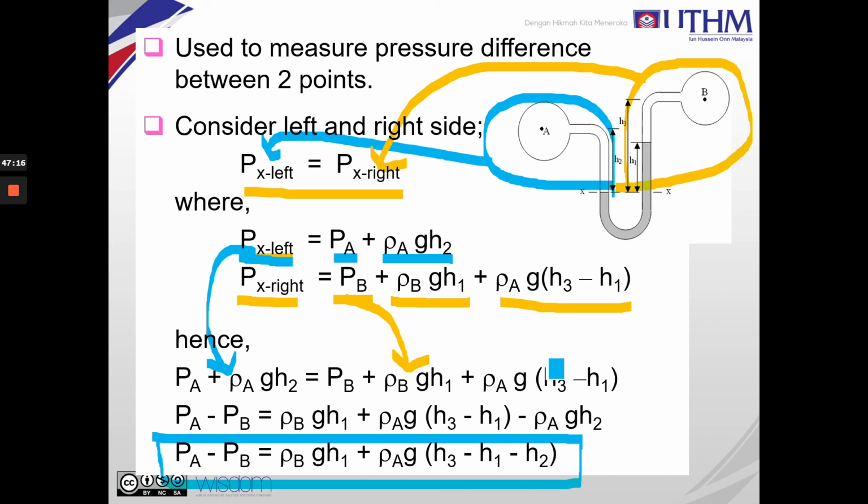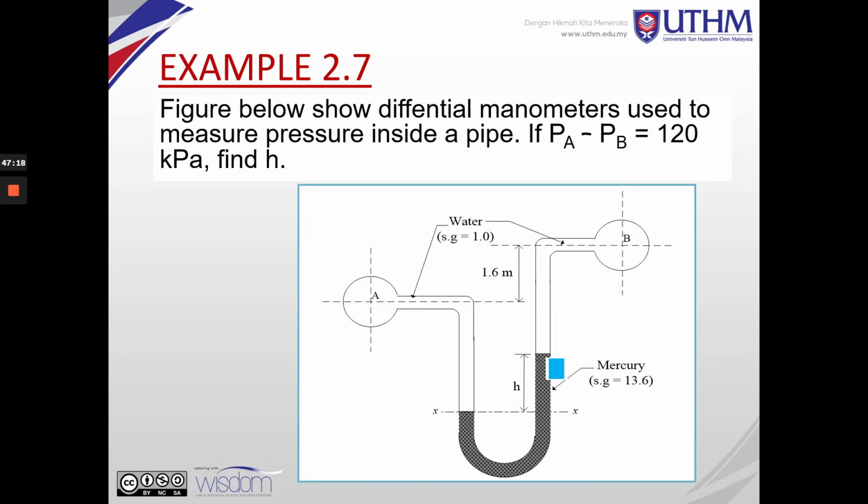Okay. So for example, look at the example for this figure. The figure below shows a differential manometer used to measure pressure inside a pipe. If PA minus PB is equal to 120 kilopascal, find H.